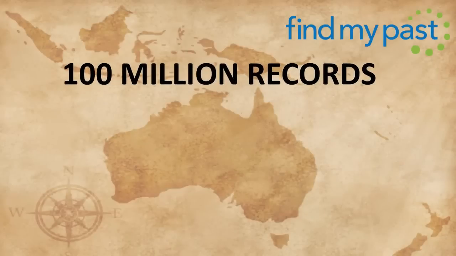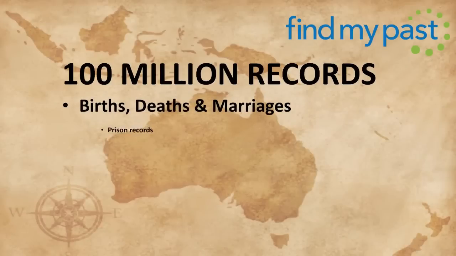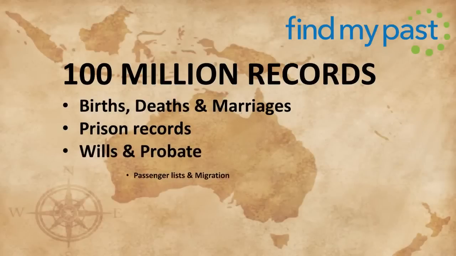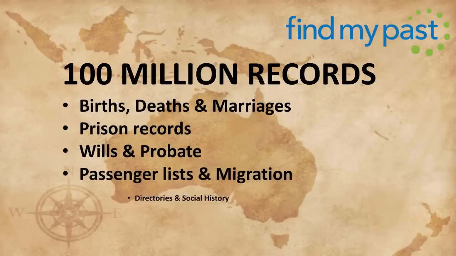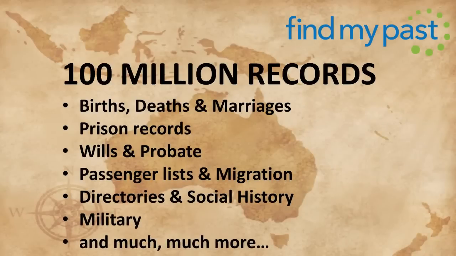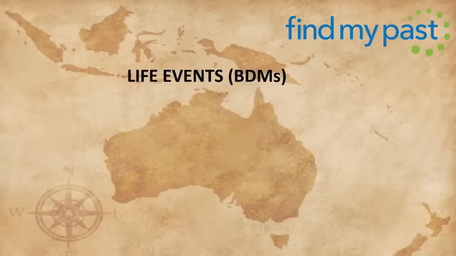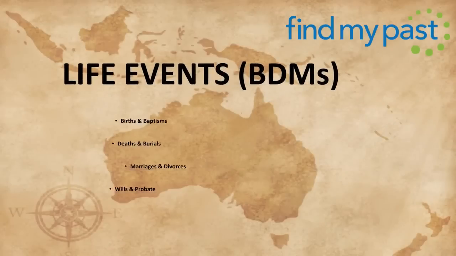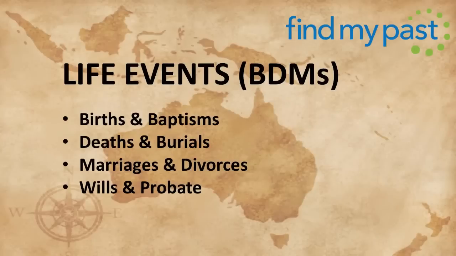Now these cover a variety of genres including births, deaths, marriages, prison records, wills and probate, passenger lists and migration, through to directories and social history, as well as military records and much, much more. As a starter, let's look at what is available in our life events records. Now these records include baptisms, births, deaths, marriages, divorces, cemetery records, and wills and probate.